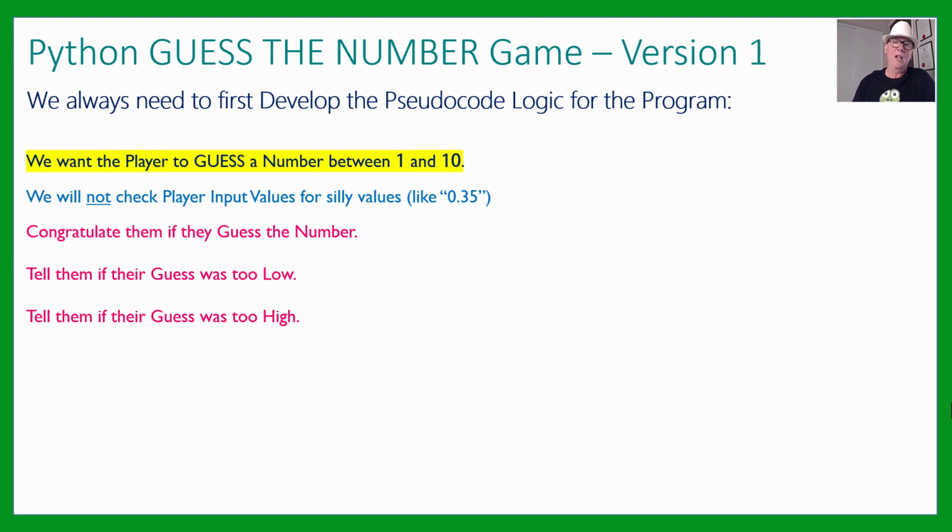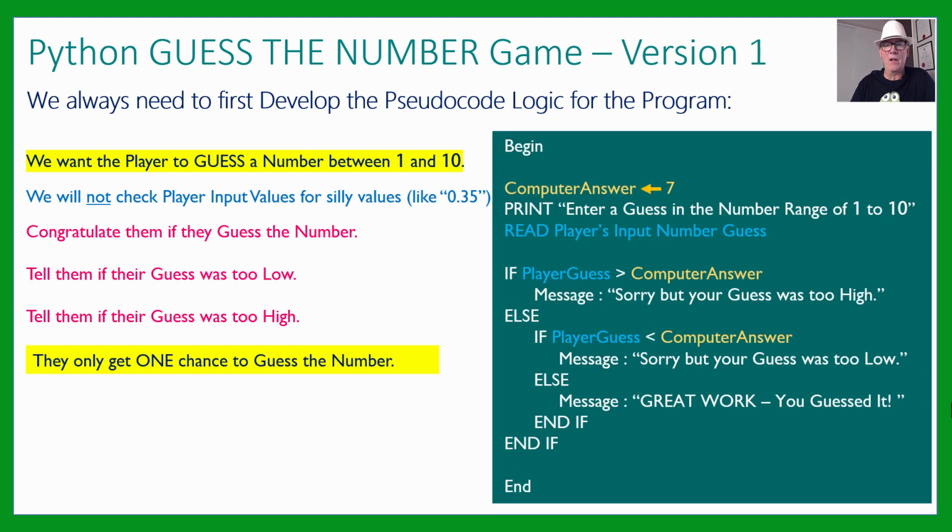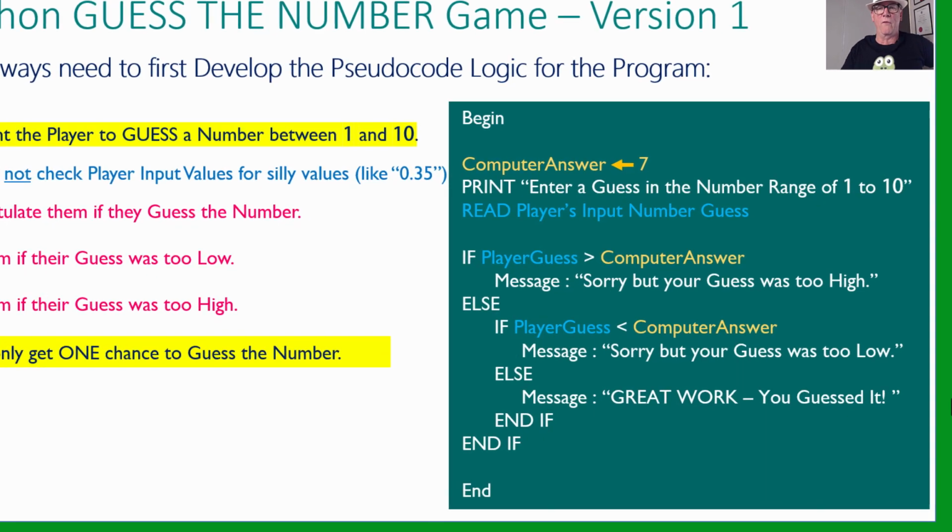At the end, it'll either be, oh, sorry, your guess was too low. Oh, sorry, your guess was too high. Or it might be really lucky, and we can congratulate them if they manage to guess the number. And that'll be pretty cool if they only did it in one guess. So they only get one chance to guess at the number. And this is the pseudocode you need. So we always start with pseudocode to build the logic for our program.